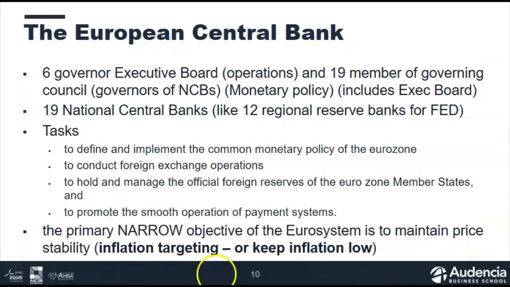Now, and this is an important point, the European Central Bank has a very narrow objective, and I've listed this right here. The European Central Bank basically has a primary goal of maintaining price stability, having low inflation, around 2%. Okay, so this is what's called inflation targeting.